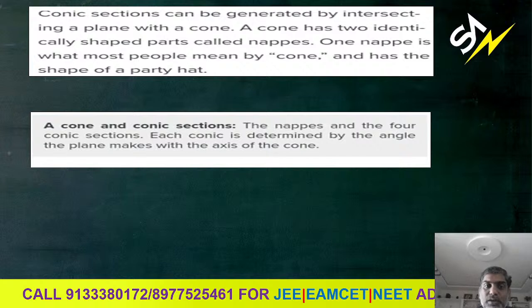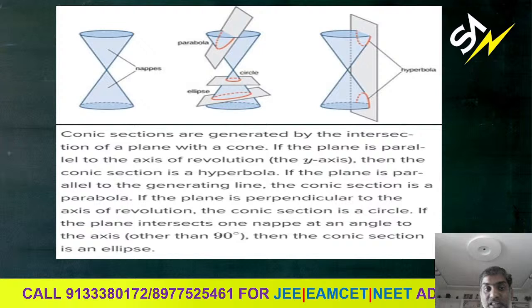About the cone and conic sections: we know the cone from our childhood. Here two cones are connected to each other to get a conic section, and each cone is called a nappe. Each conic is determined by the angle the plane makes with the axis of the cone. The conics can be named by that angle. Generally one part is called a cone, and when two cones, called nappes, are connected to each other, conic sections can form. These conic sections are generated by the intersection of a plane with a cone.